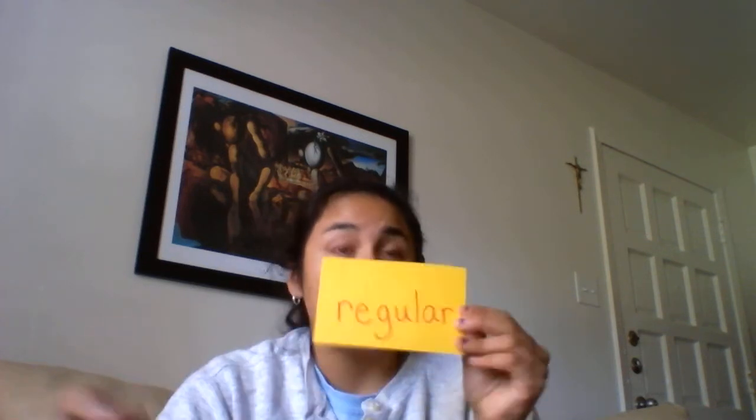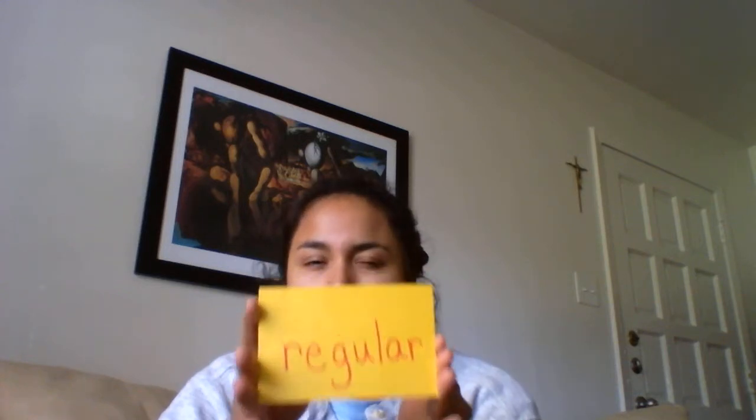That is not the same definition as regular the way we're using it in math. We're talking about a very specific definition when we are talking about regular shapes or a regular triangle or a regular octagon or a regular pentagon in math. Regular in math is a shape that has sides of equal length.